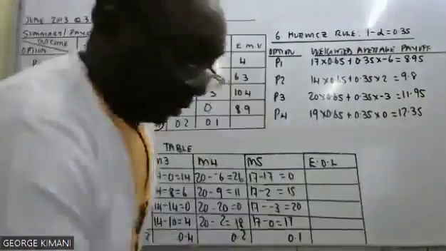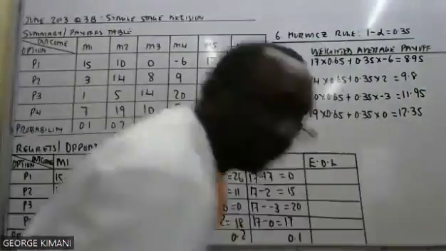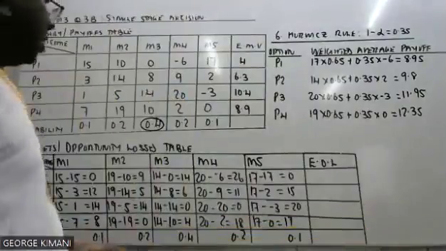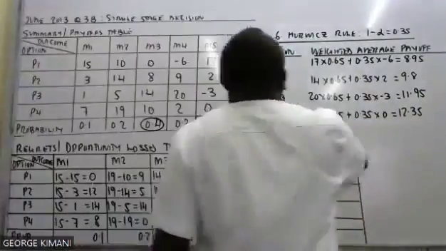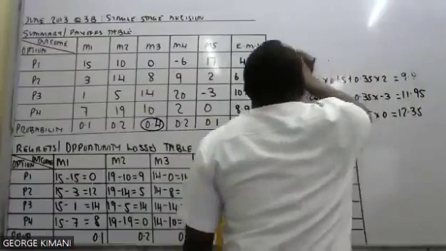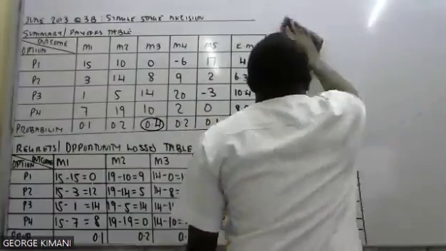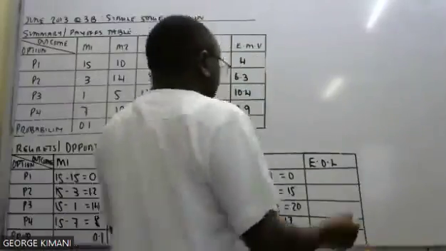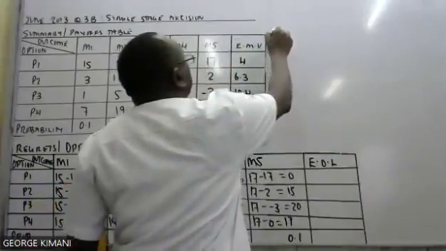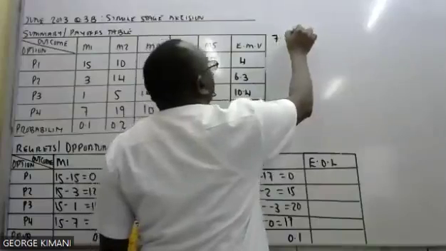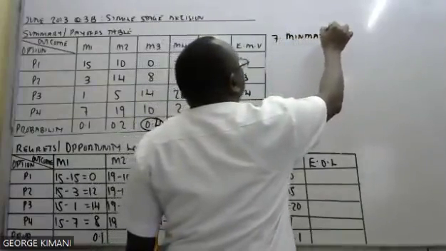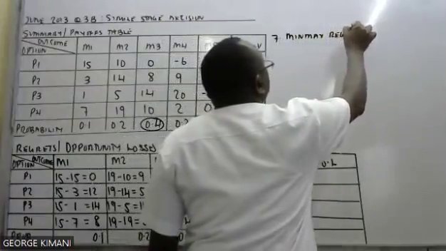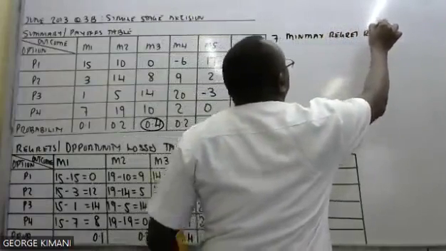Okay. So if you have completed that, now go to rule number 7. Rule number 7 is minimax regrets. Minimax regrets rule.